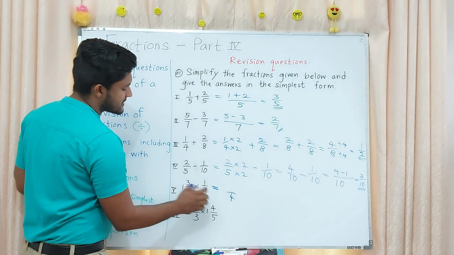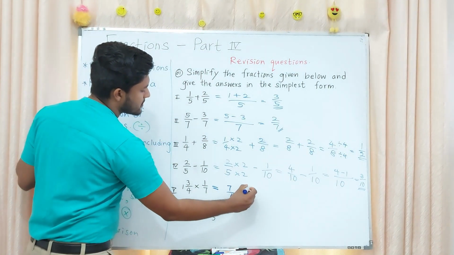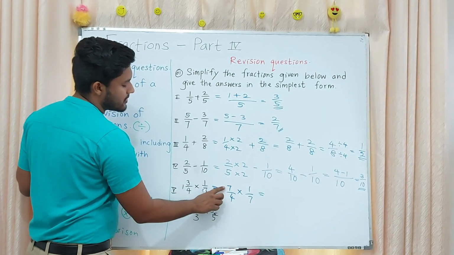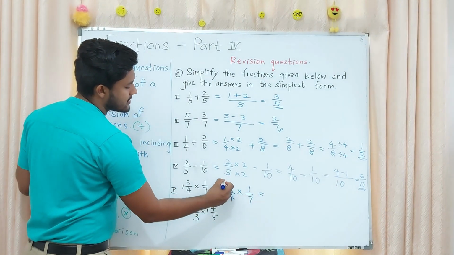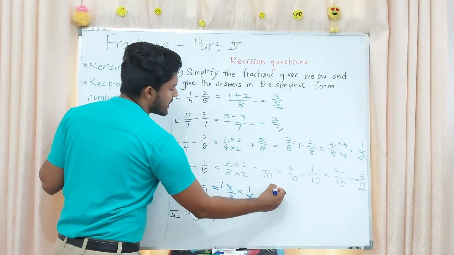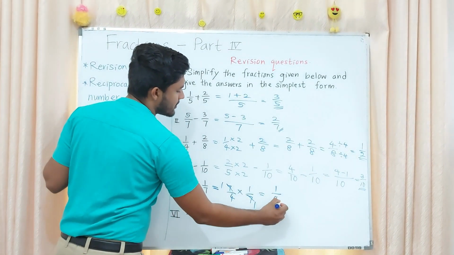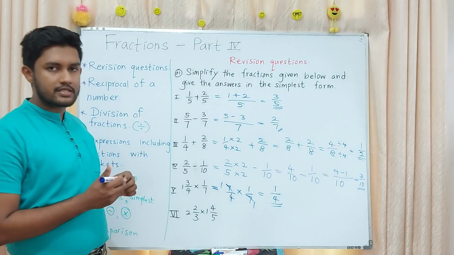4 is the common denominator. 4 into 1, 4 plus 3, 7 into 1 over 7. You know when multiplying we can cut 7 into 1, 7 into 1, 1 into 1, 1, 4 into 1, 4, 1 over 4 is the answer.